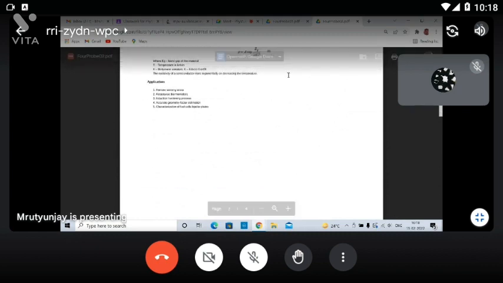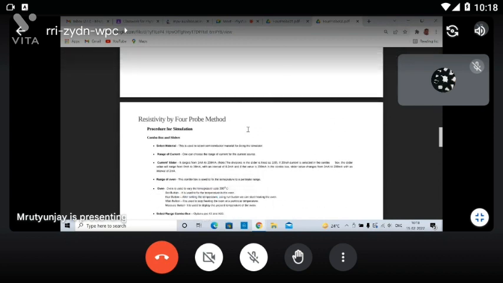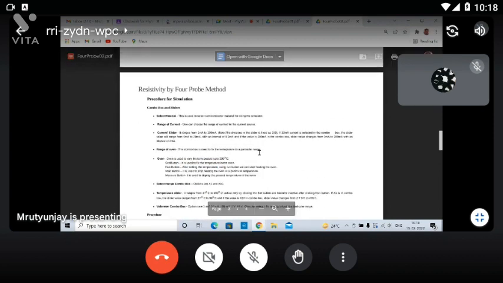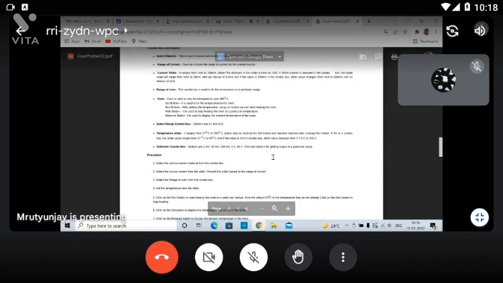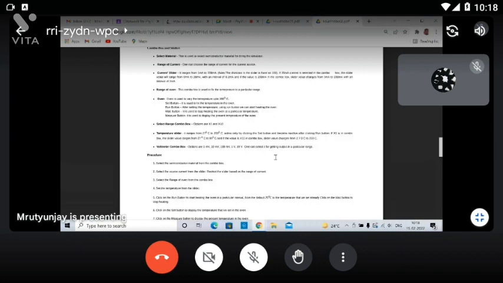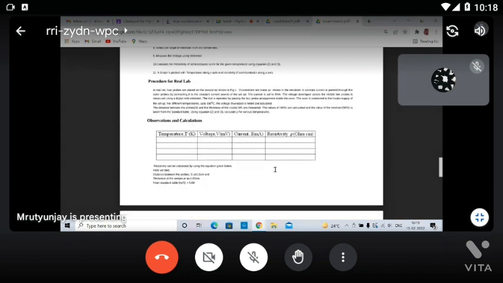Then after writing this theory part, you need to start the procedure part. Procedure for simulation you need to write down. But before writing the procedure, you must complete the observation part. These are the steps written for how to perform the experiment. After completion of the observation part, you need to write the procedure part in your own words. Then after writing the procedure part, go to the observation part.